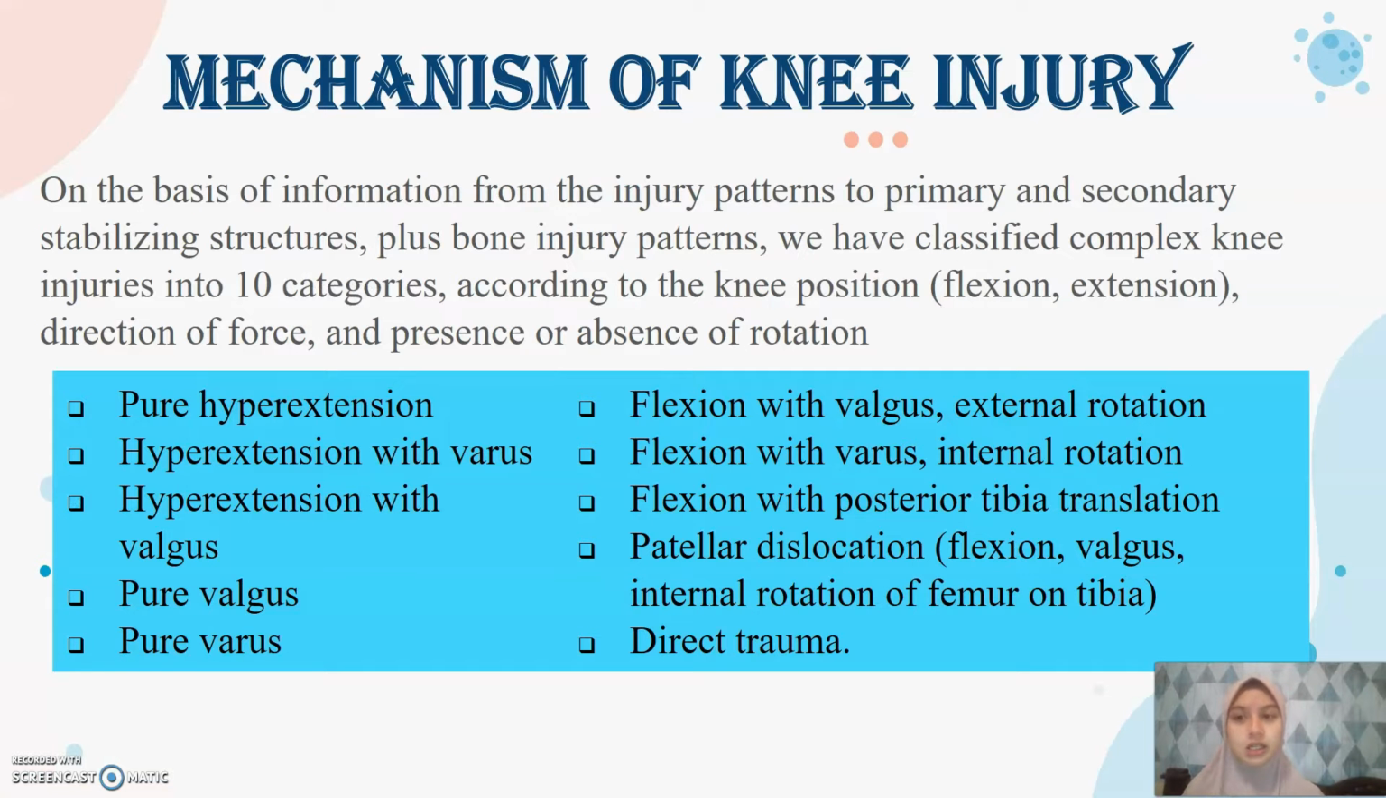Mechanism of knee injury on the basis of the information from the injury pattern to primary and secondary stabilizing structures plus bone injury pattern. We classify complex knee injuries into 10 categories according to the knee position, flexion, extension, direction of force, and the presence or absence of rotation.